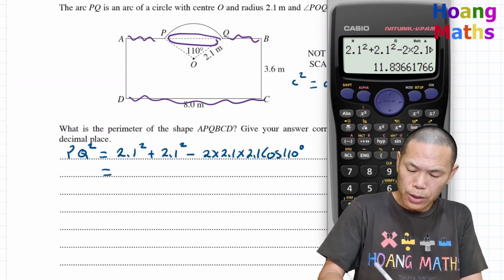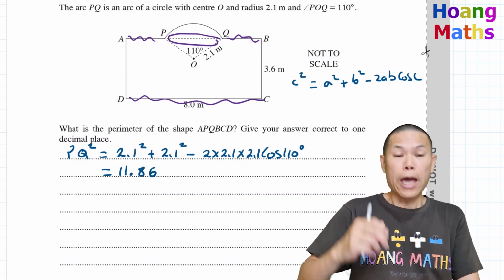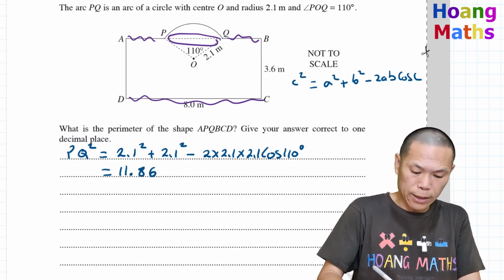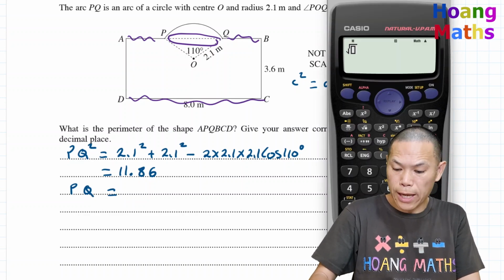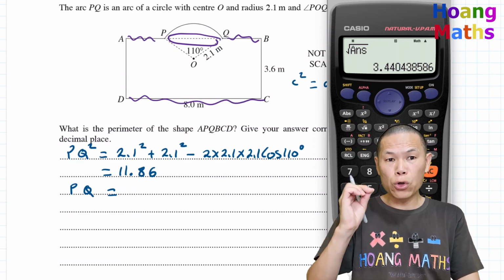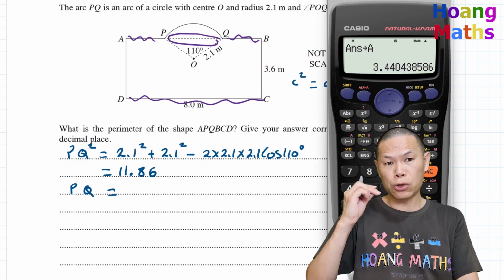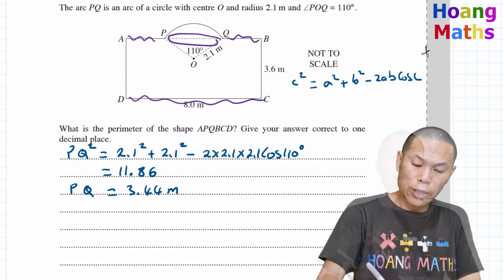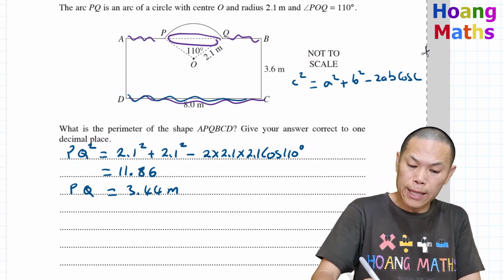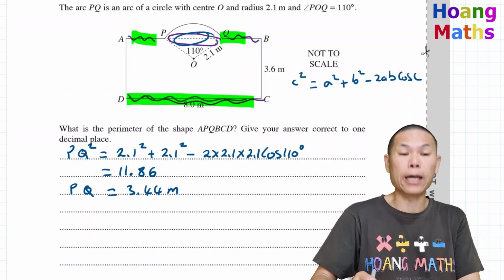11.8366 and so on. So let me just write down 11.86, and of course PQ is the square root of that. So PQ is equal to, so just go square root, answer. So there you go. Let me just store this into memory A first. Answer, shift, store A, because I'm going to use this later. So I just write 3.44 for now, meters. So now we just go this length here, we times 2, and then we minus this part out. So it will give me this length, and this length. Okay, keep that in mind.